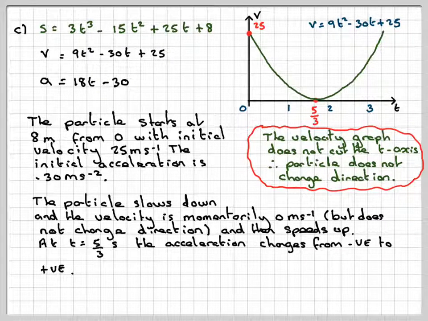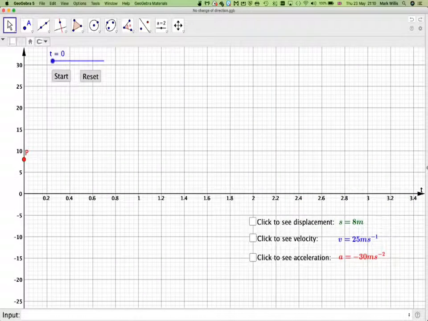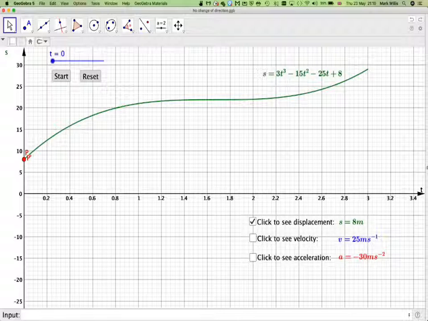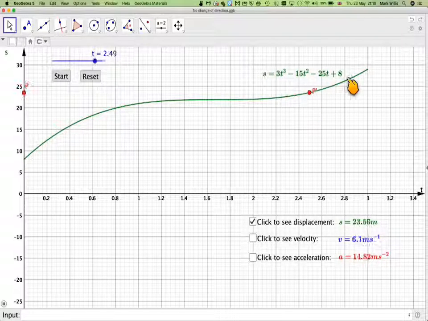Now we can look at this using this GeoGebra applet. So here we've got our particle P, 8 meters from O at the beginning. If we press the timer here, so we press start, it goes up, slows down, and then carries on in the same direction. So in no circumstances does this actually change direction. We can click here to get the displacement graph, and do the animation again. You can see here, at this point it's going to slow down and then it's going to carry on.